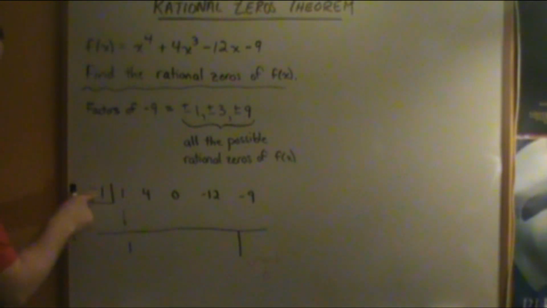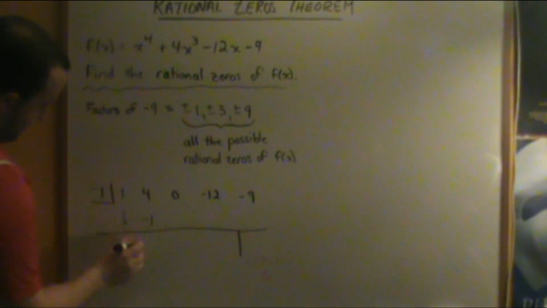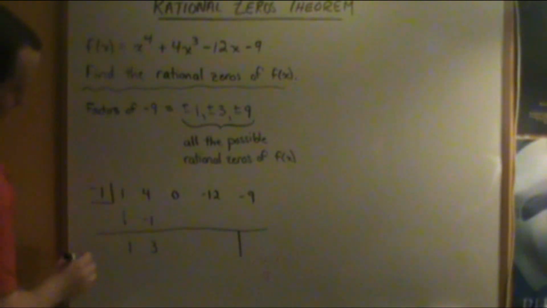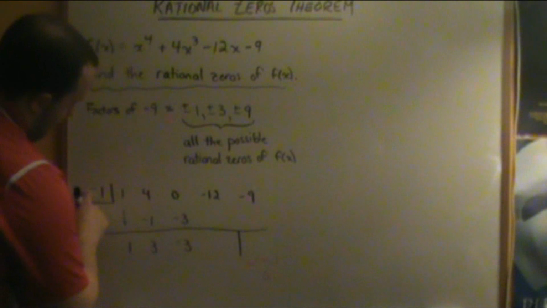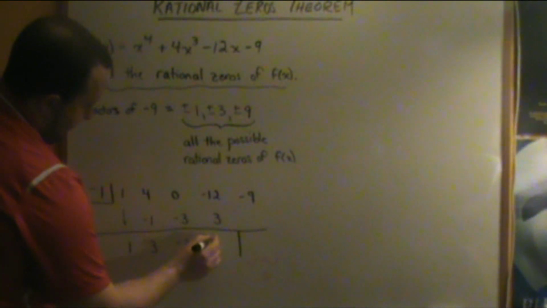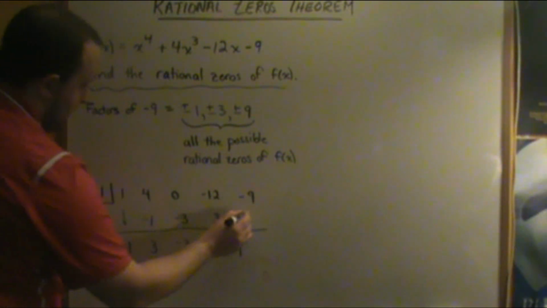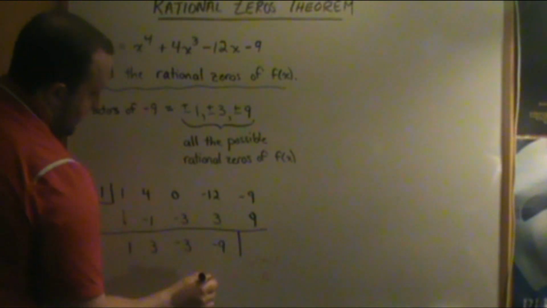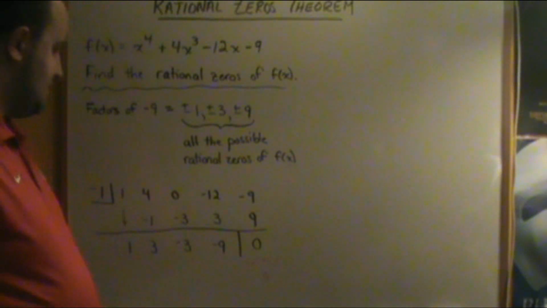Alright. Negative 1 times 1 is negative 1. 4 plus negative 1 is 3. 1 times negative 3, 1 times negative 1 times 3 is negative 3. 0 plus negative 3 is negative 3. Negative 1 times negative 3 is positive 3. Negative 12 plus 3 is negative 9. Negative 9 times negative 1 is positive 9. Negative 9 plus 9 is 0. And we get a remainder of 0.